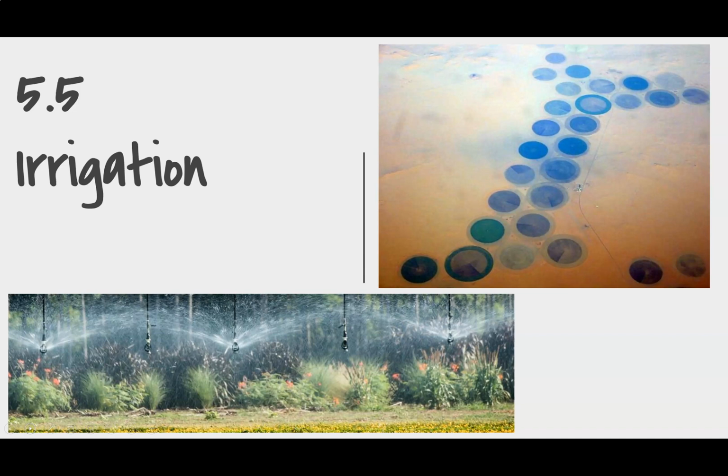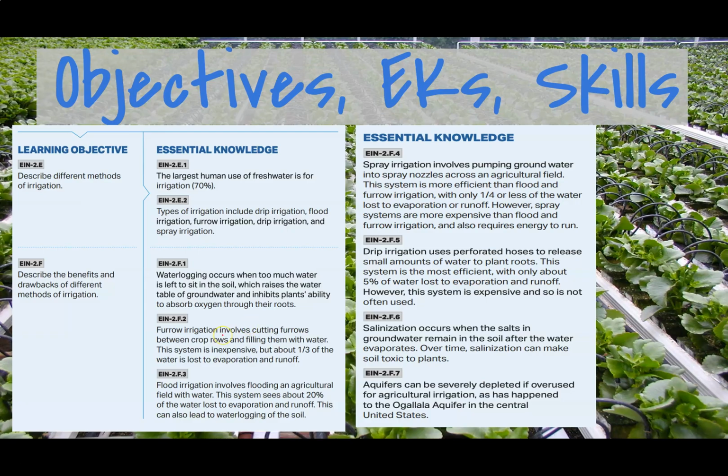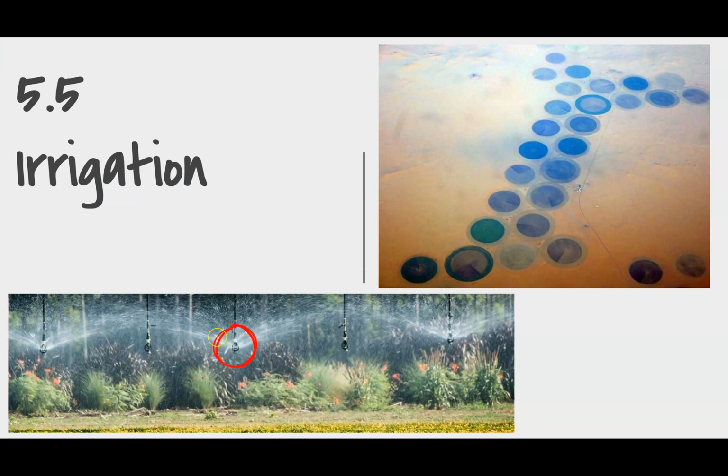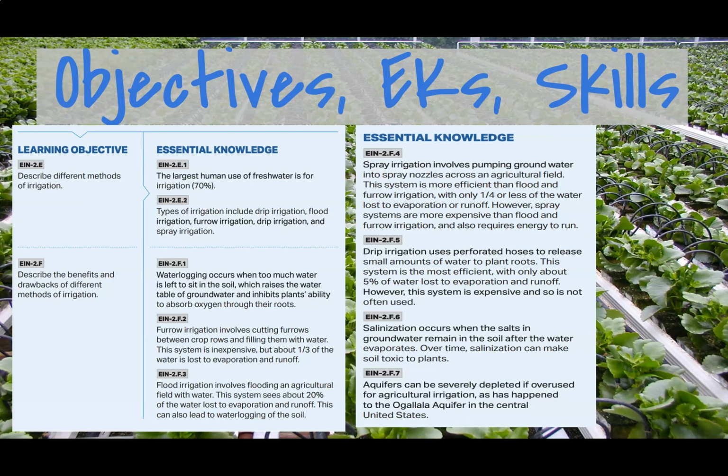In the bottom picture here, you can see sprinklers hanging, and those sprinklers are just shooting water out. In the top picture, there are these circular patterns. The reason they're set up that way is the sprinkler is in the middle, and it basically has an arm that just goes around in circles. That is why there is only something growing in that circular pattern and nothing growing over here, because there is no irrigation. So we're going to talk about the different methods of irrigation.